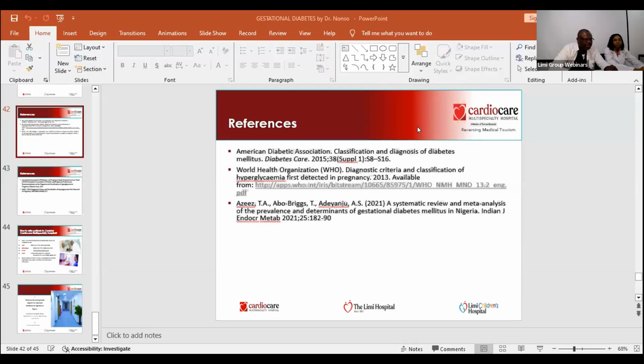Post-delivery, when you do your OGTT at 6 weeks, I repeat the HbA1c. I've seen patients that had GDM in each pregnancy, four of them, and they're not diabetic. I've also seen someone that had GDM once and is now living with diabetes.